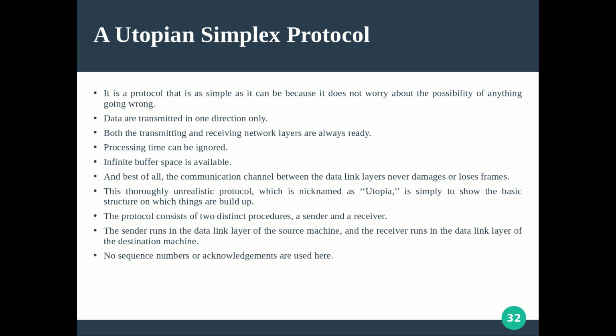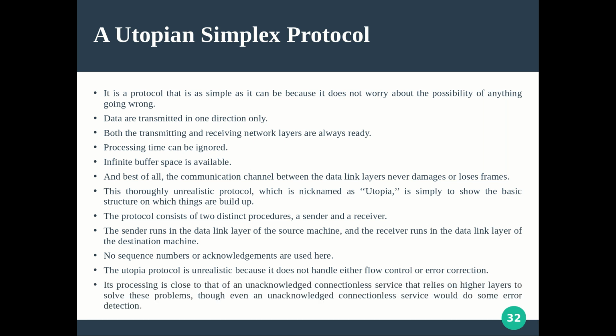No sequence numbers or acknowledgement numbers, nothing. Acknowledgement itself is not there, so sequence numbers are also not there. The utopia protocol is unrealistic because it does not handle either flow control or error control. Its processing is close to that of the unacknowledged connectionless service. So you can map this into the model. We have already seen the three service models of the data link layer: unacknowledged connectionless service to the network layer, which is the higher layer, acknowledged connectionless service, and acknowledged connection-oriented service. Out of these, the very first trivial case is somewhat similar to that.